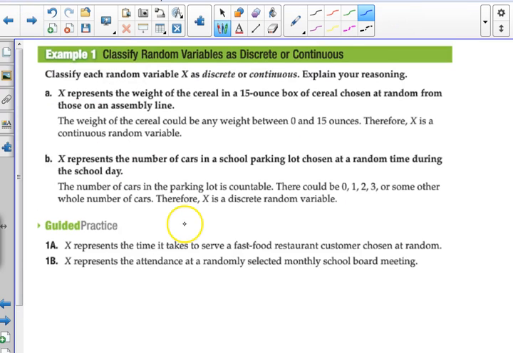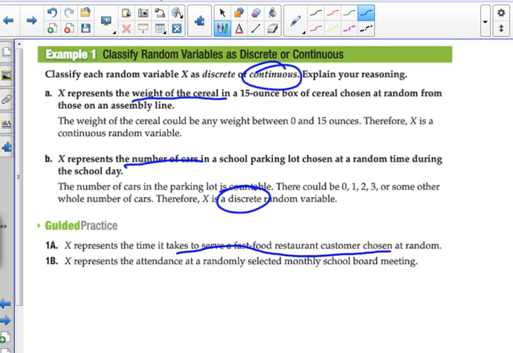So here are a couple examples. Weight of a box of cereal. What do you think? Discrete? Every box is exactly the same, or could you measure them in grams and they might be off a little bit, or hundredths of a gram? Yeah. It is continuous, okay? Number of cars in the parking lot. That's a whole number, yes? It's going to be discrete.